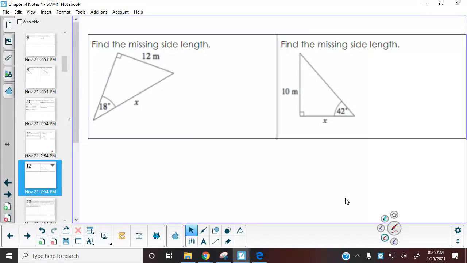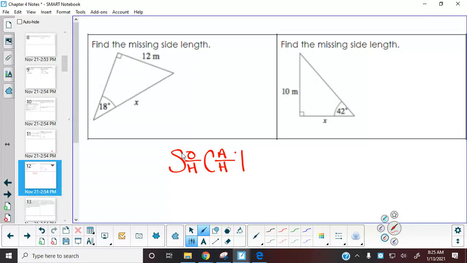The number one thing that you guys need to remember, I'm sure you've heard it before, is SOH CAH TOA. So you guys have seen the video already on the first half of this lesson. We did review that sine, cosine, tangent are those ratios, SOHCAHTOA. So here's the deal. When you look at this, we're finding the missing side length.